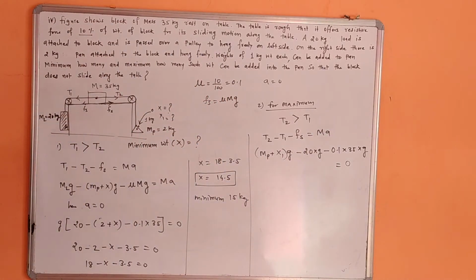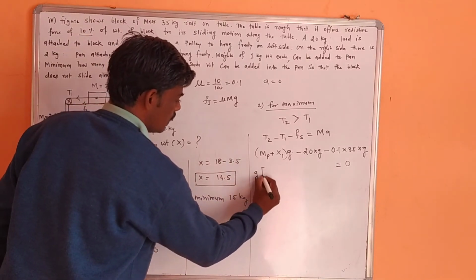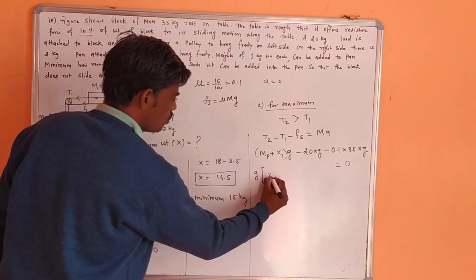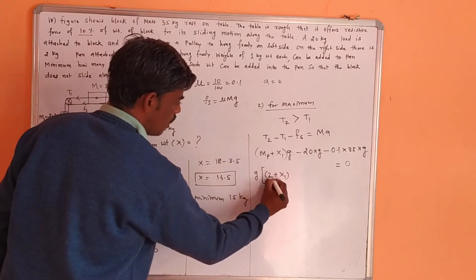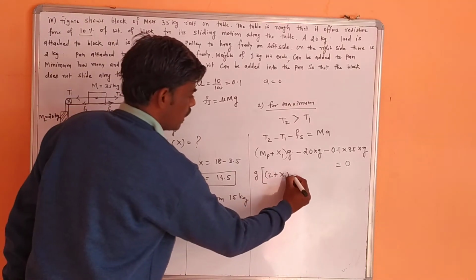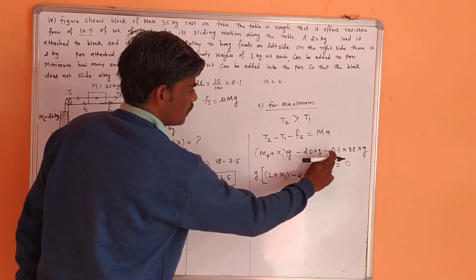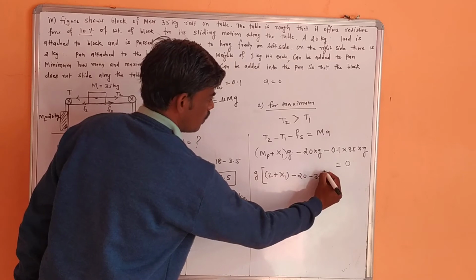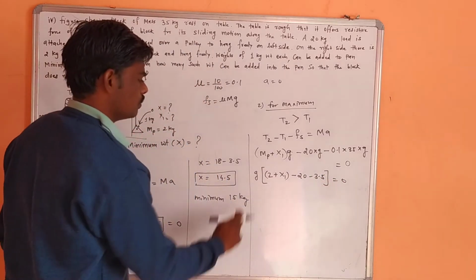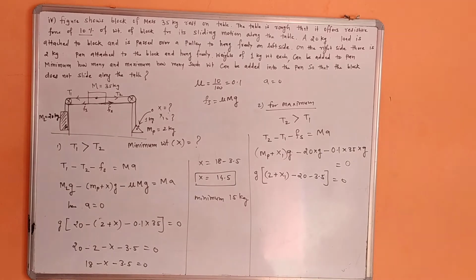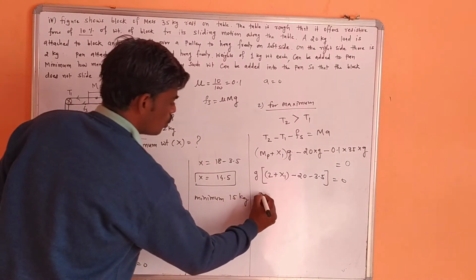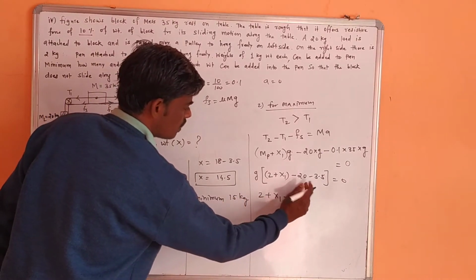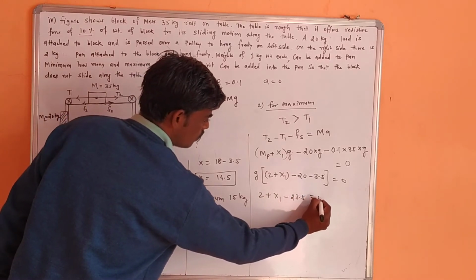As acceleration we have to keep 0, that means m into 0, it becomes 0. Again take G common, substitute value, mp is 2, x1 we have to find out, minus 20, then minus 35 is equal to 0. G to this side, it becomes 0. So 2 plus x1 minus, it becomes 23.5 is equal to 0.